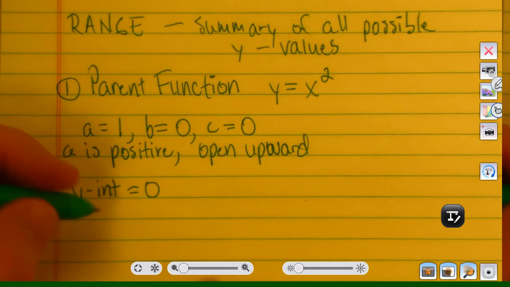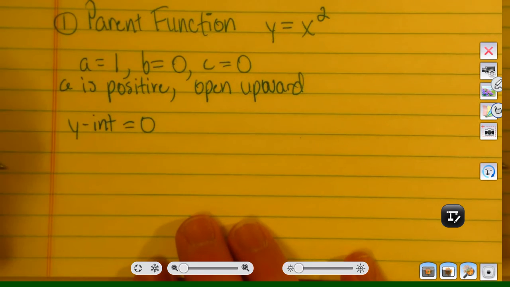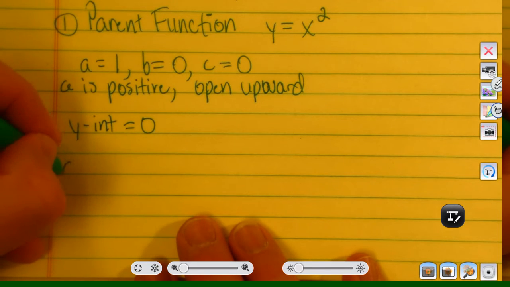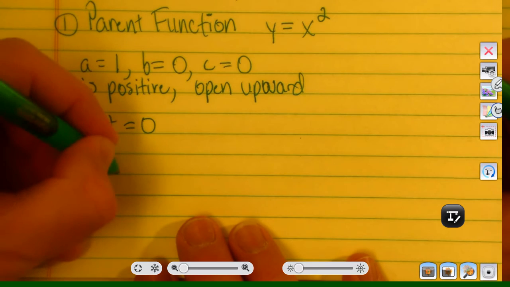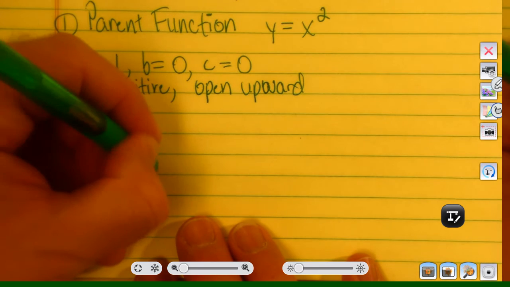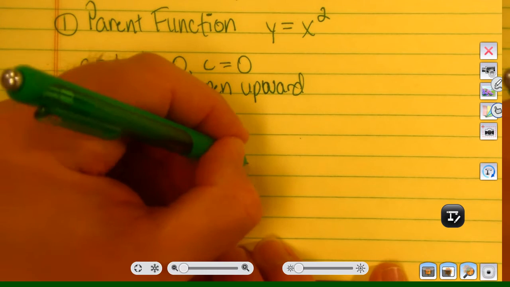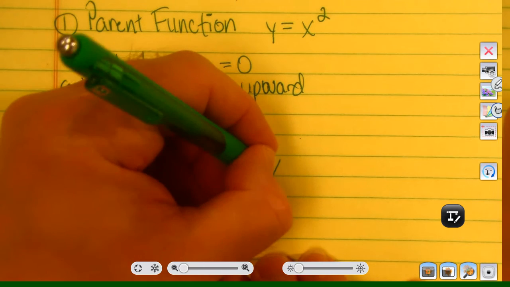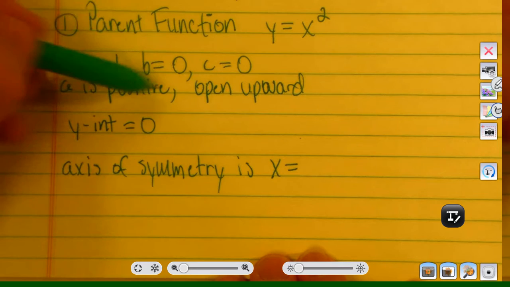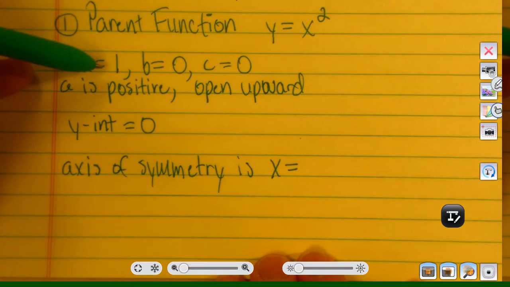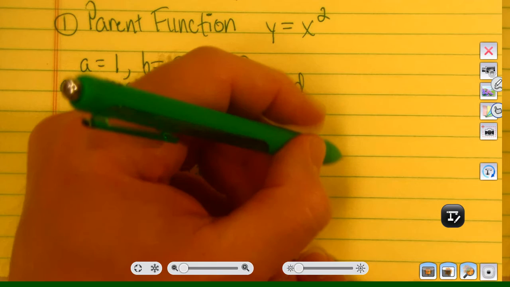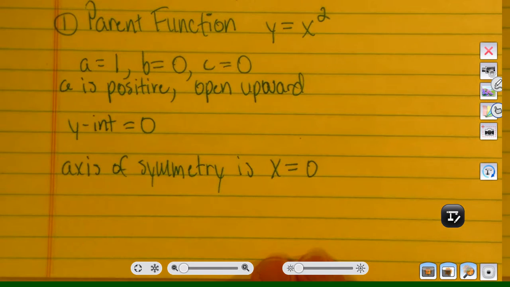The other thing I want to look at is that axis of symmetry. So the axis of symmetry here is x will equal negative b over 2 times a. Well, what's b? b is 0. So 0 over 2 times 1 is still 0. So my axis of symmetry will be x is equal to 0.